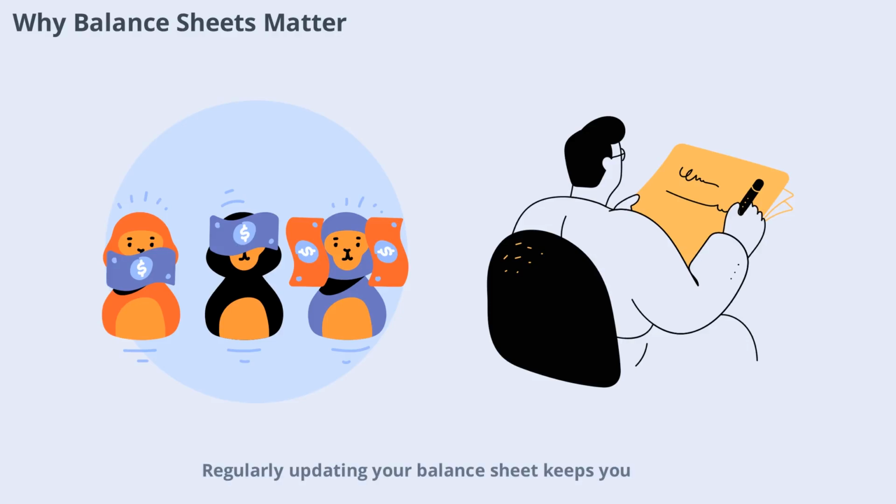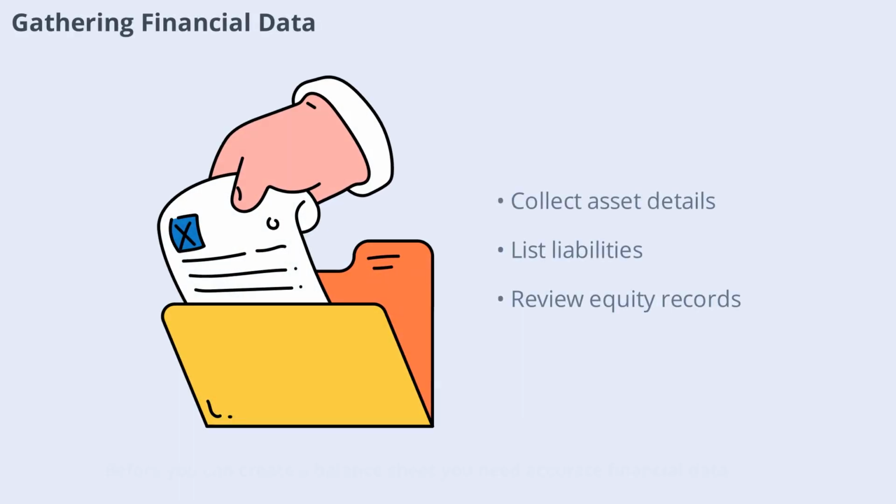Regularly updating your balance sheet keeps you aware of your company's strengths and weaknesses, allowing you to plan for the future with confidence. Before you can create a balance sheet, you need accurate financial data. Gather information on all your assets, liabilities, and equity. This may involve reviewing bank statements, invoices, loan documents, and previous financial reports. Having organized and up-to-date records makes the process much smoother and ensures your balance sheet is reliable.